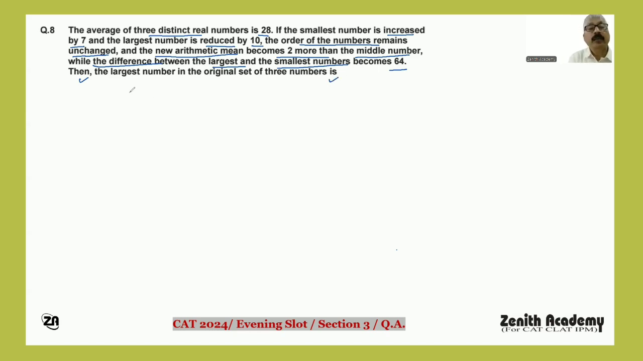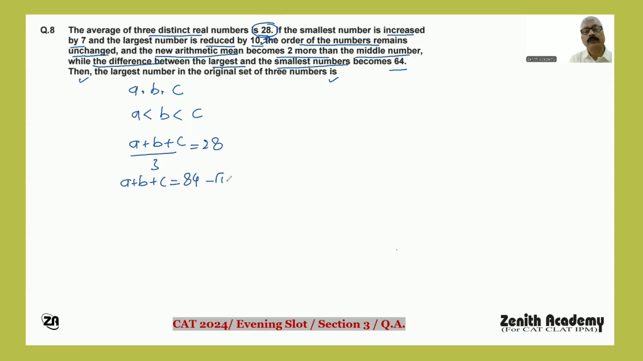Look here, suppose there are three numbers A, B, C, and they are written in an ascending order, like A less than B less than C. So A is the smallest one and C is the largest one, right? It is given the average of the three distinct real numbers is 28. If average is 28, so you know A plus B plus C by 3 is 28. Means A plus B plus C is 28 into 3, which is 84. This is equation number one.